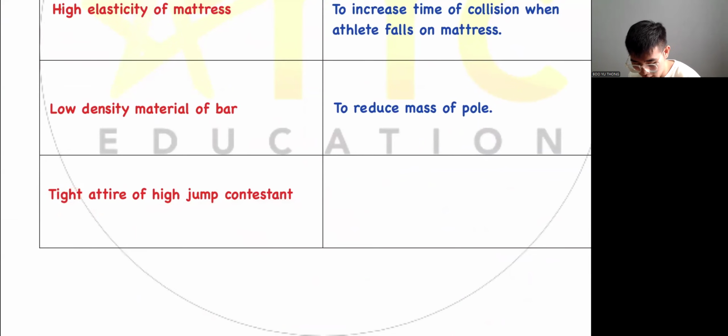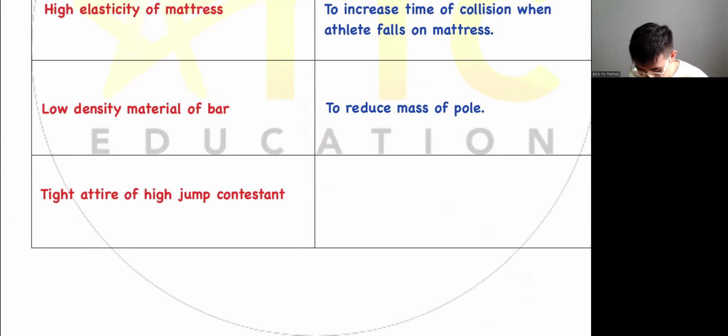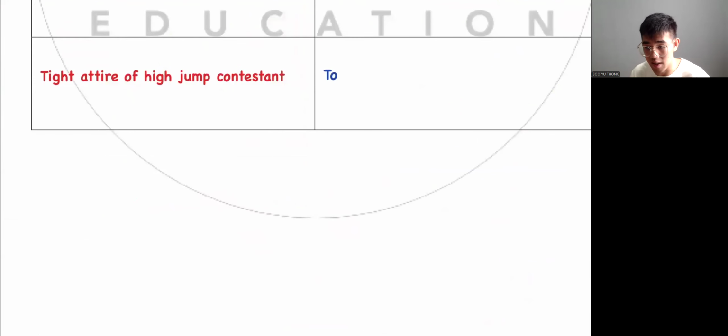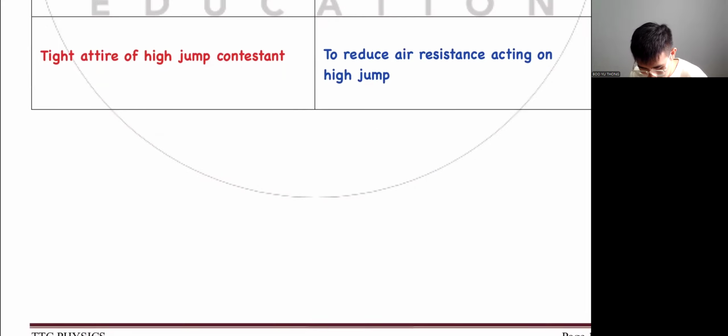Okay, and the reason is to reduce the air resistance. Just like I said, if the shirt is too big, it increases the surface area, and when the surface area increases, more air resistance acts on the high jump contestant. So, to reduce the air resistance acting on the high jump contestant.